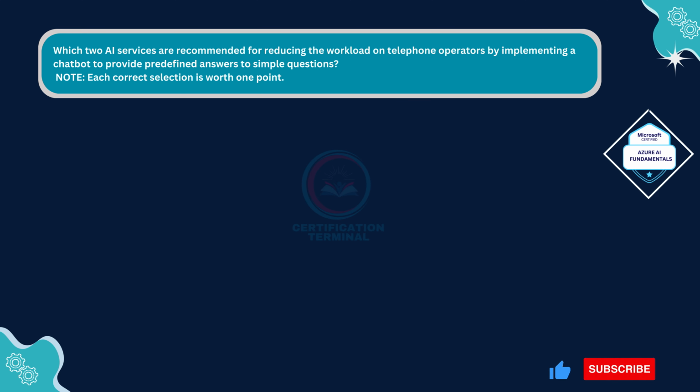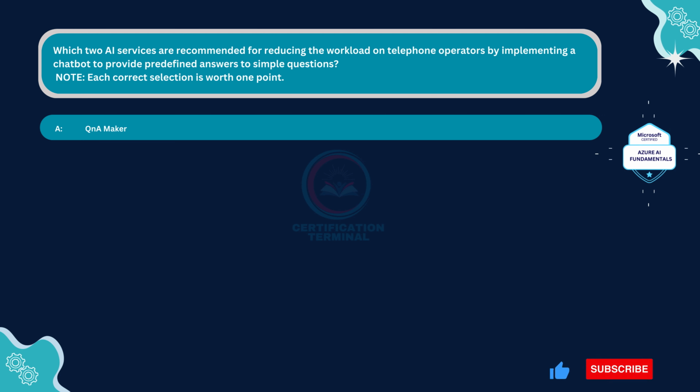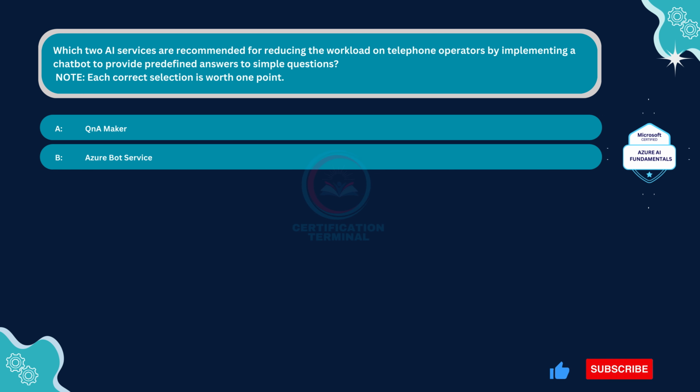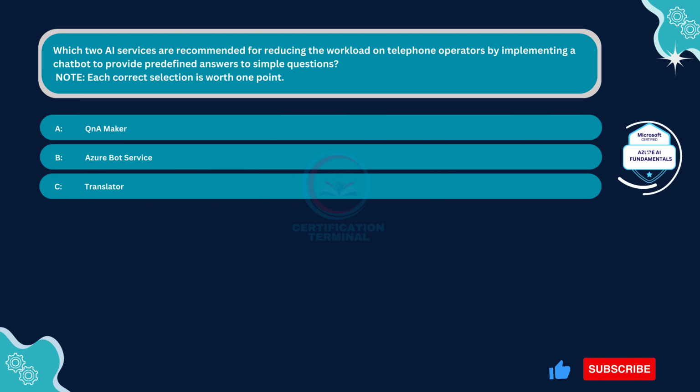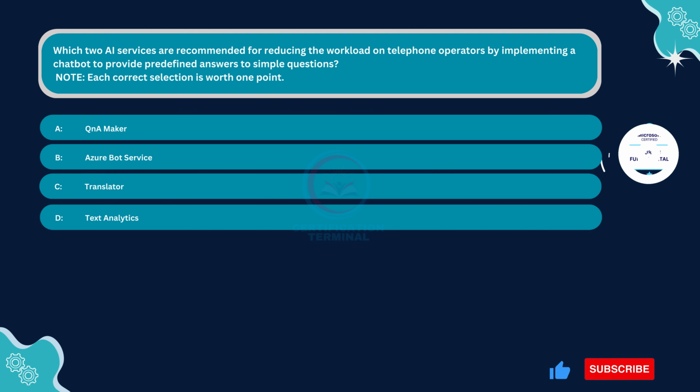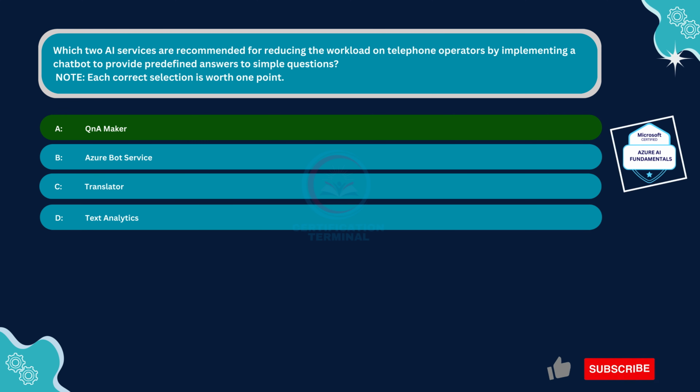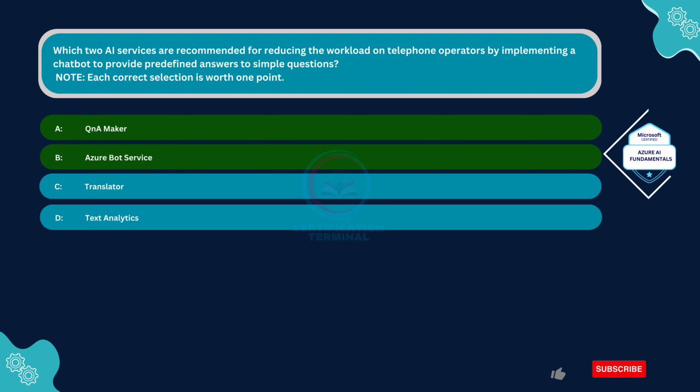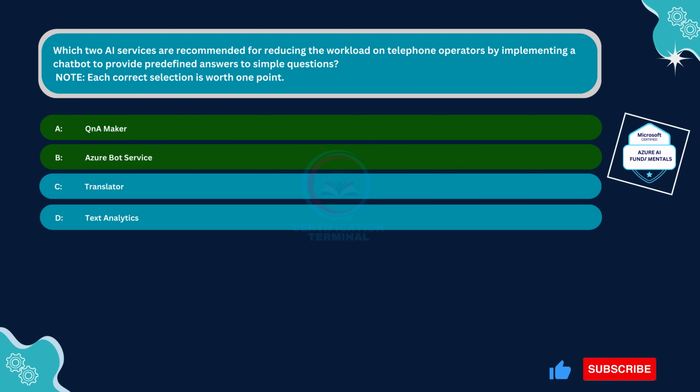Next question. Which two AI services are recommended for reducing the workload on telephone operators by implementing a chatbot to provide predefined answers to simple questions? Note: each correct selection is worth 1 point. Option A. Q&A Maker. Option B. Azure Bot Service. Option C. Translator. Option D. Text Analytics. The correct answers are Option A. Q&A Maker. Option B. Azure Bot Service.